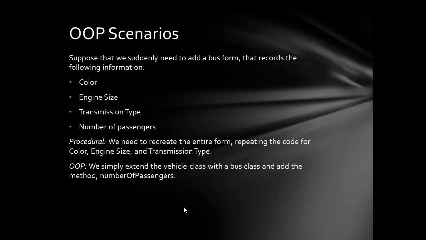With OOP, all we'd have to do is extend that vehicle class just like we did for cars and trucks, and then add in the methods and the properties or what have you that don't exist for cars and trucks, that only exist for buses. In this case, number of passengers.